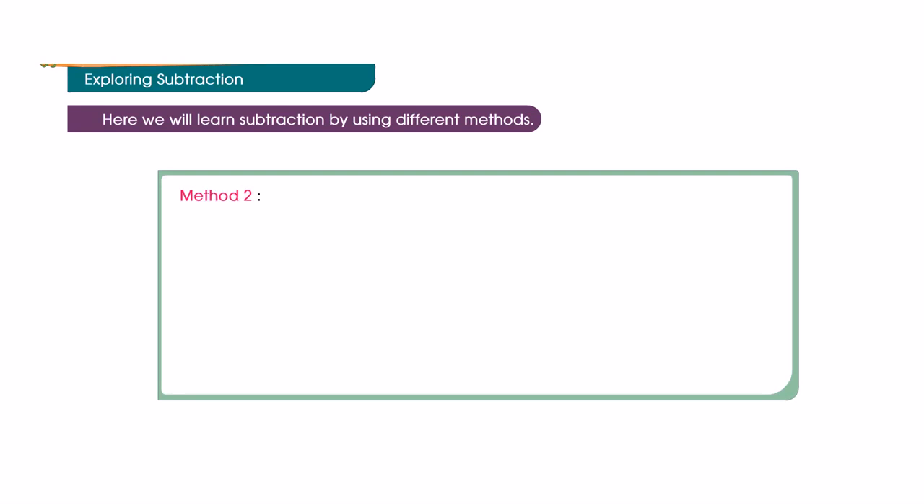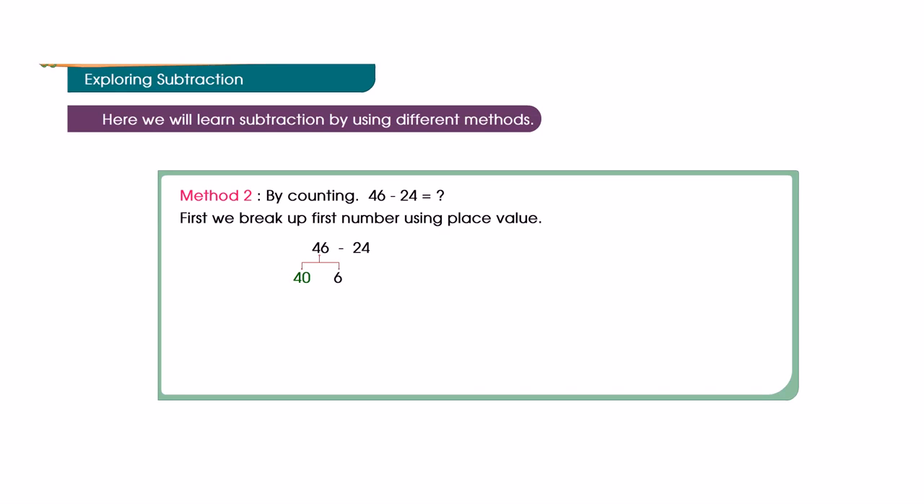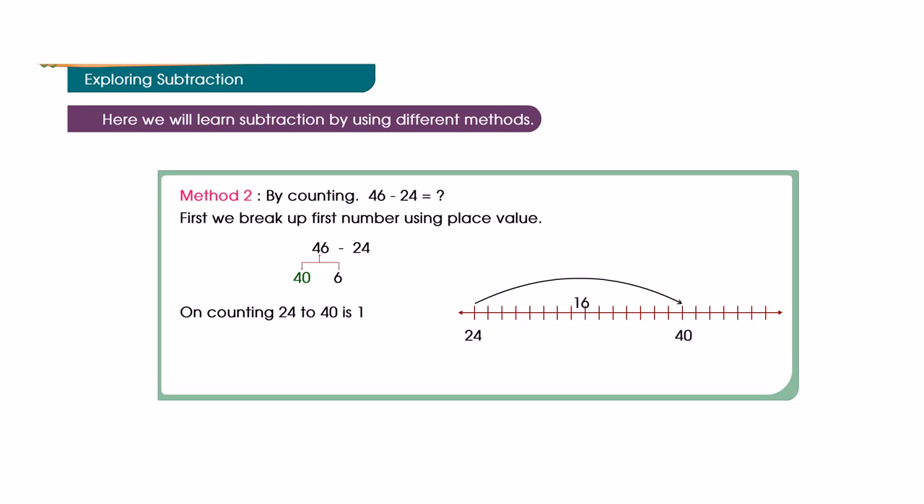Method 2. By counting. 46 minus 24 is equal to how much? First, we break up the first number using place value. On counting, 24 to 40 is 16. 40 to 46 is 6. 16 plus 6 is equal to 22.